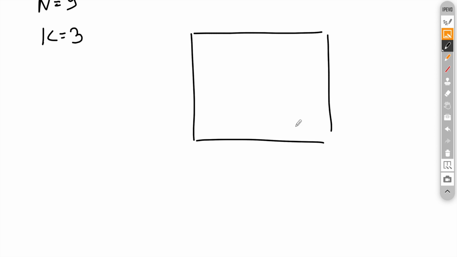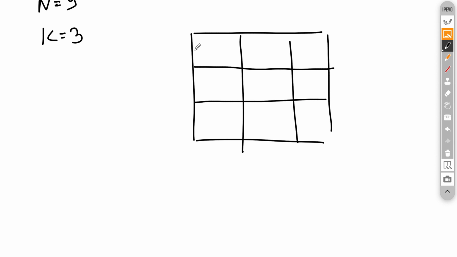Nine and 3. Here we can arrange the papers into 3 rows and 3 columns, and these are the pins needed. Again, we need 12 pins.